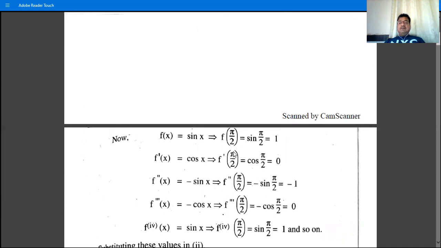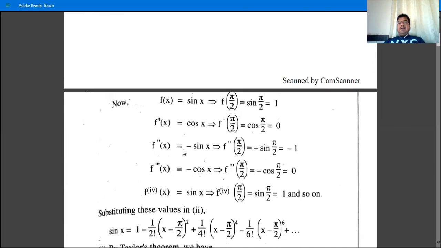So in order to find f dash pi by 2, first find f dash x. The derivative of sin x is cos x. And then f dash pi by 2 means cos pi by 2, which is 0. Then f double dash x means the derivative of cos x, which is minus sin x. F double dash pi by 2 means minus sin pi by 2, which is minus 1.